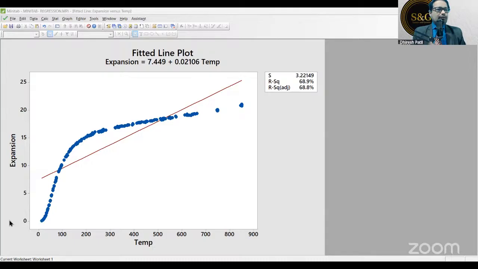Yeah, it is showing the positive correlation. So it's very logical. Temperature, more expansion. Very simple, logical, and it is getting proven. Okay.